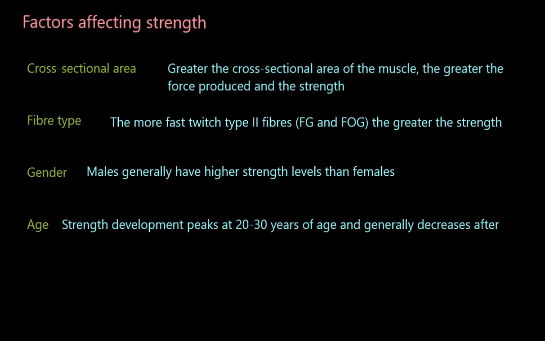Going back to our muscle fiber types, you have got 3. Well, you've got 2, fast twitch and slow twitch, but within fast twitch, you've got 2 others, fast glycolytic and fast oxidative glycolytic. The reality is, fast twitch are twice the thickness of slow twitch, therefore they produce more force, therefore they produce greater strength. So the more FG and FOG, fast glycolytic and fast oxidative glycolytic fibers you have, the greater the strength that you're going to produce.